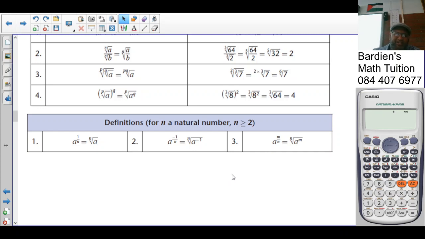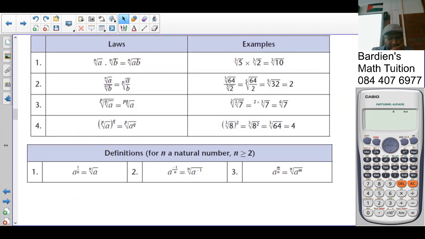Definition for n, a natural number where n is greater than or equal to 2. We know that a to the 1 over n can be written as the nth root of a. Number 2, a to the negative 1 over n can be written as the nth root. Remember that the denominator will always be the root. So it's the nth root of a to the minus 1. And thirdly, a to the m over n can be written as the nth root of a to the m.